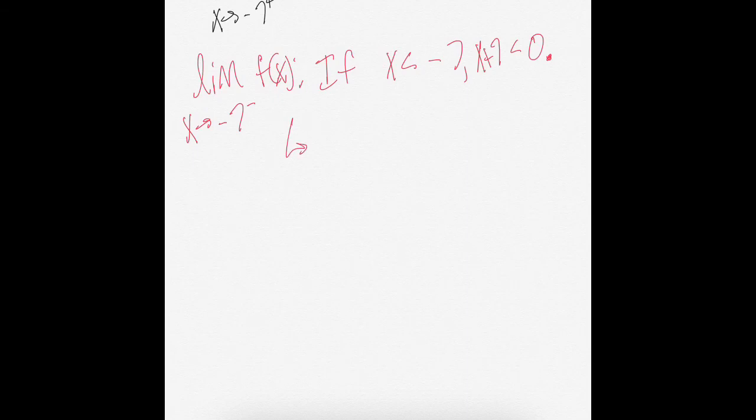And what does that mean? Why is that relevant? Well, that means that the absolute value of x plus 7 is going to be negative x plus 7. In this case, the analogy is that, well, -2, the absolute value of that is just 2.